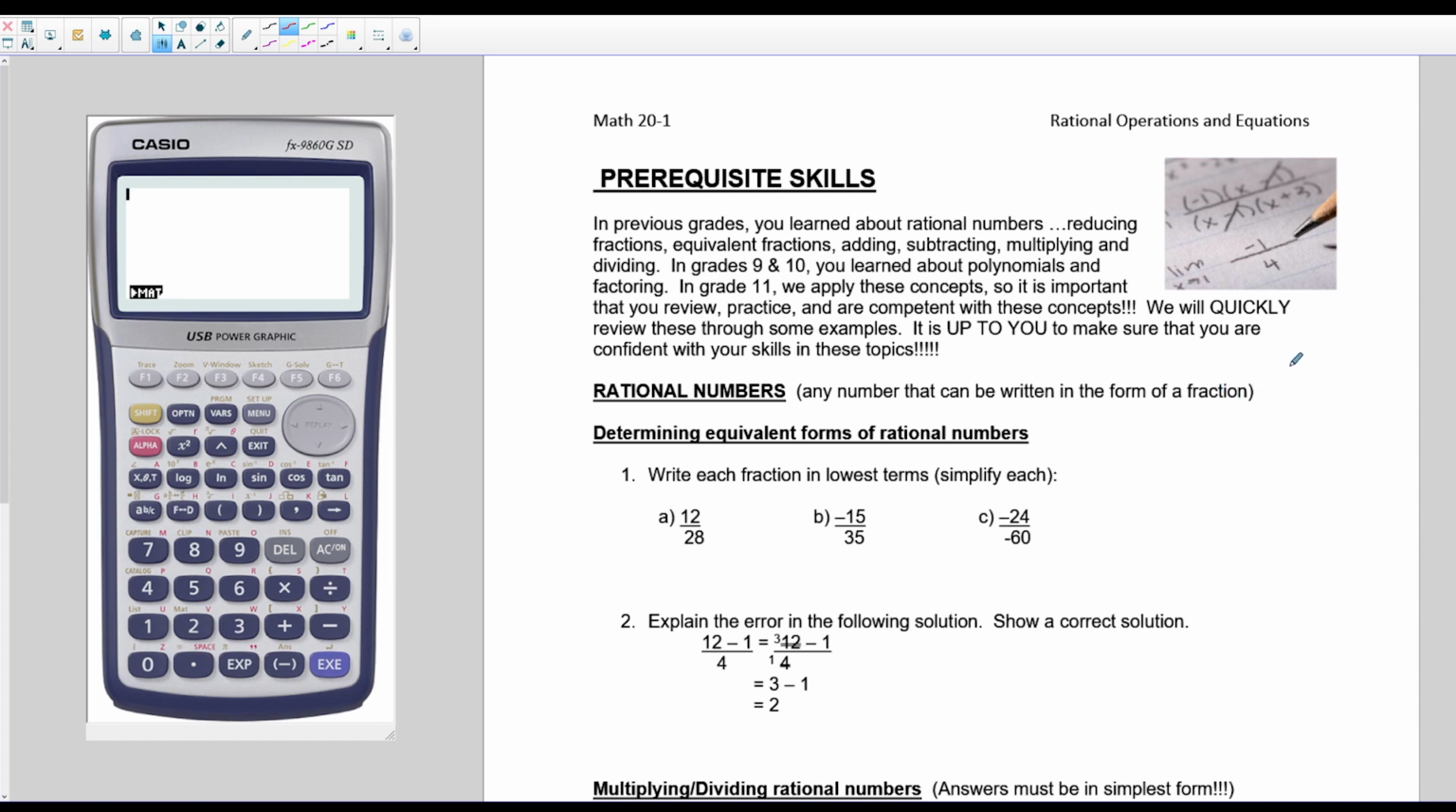Today we're going to talk about rational operations and equations. Before we get started with the 20-1 content, we're going to go ahead and review some of the content from previous grades. First off, taking a look at the idea of rational numbers, they are really just any number that can be written in the form of a fraction.